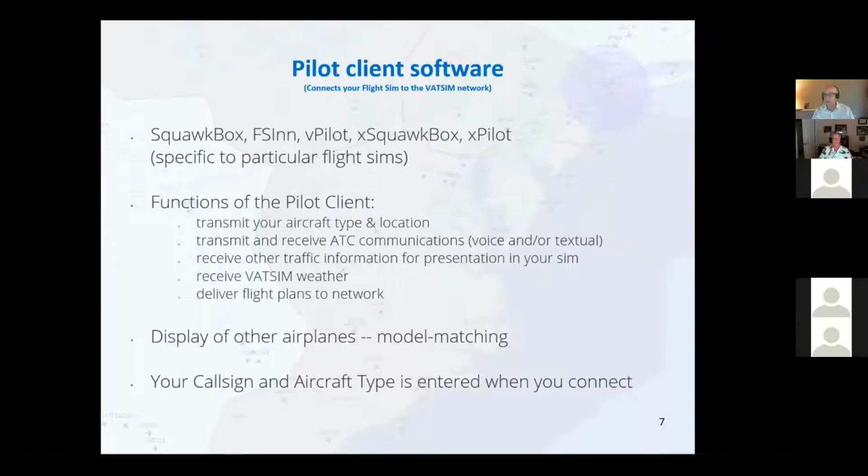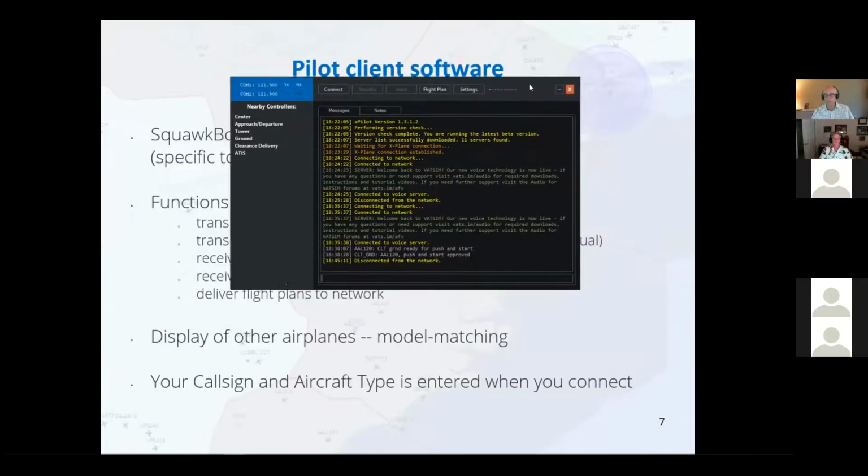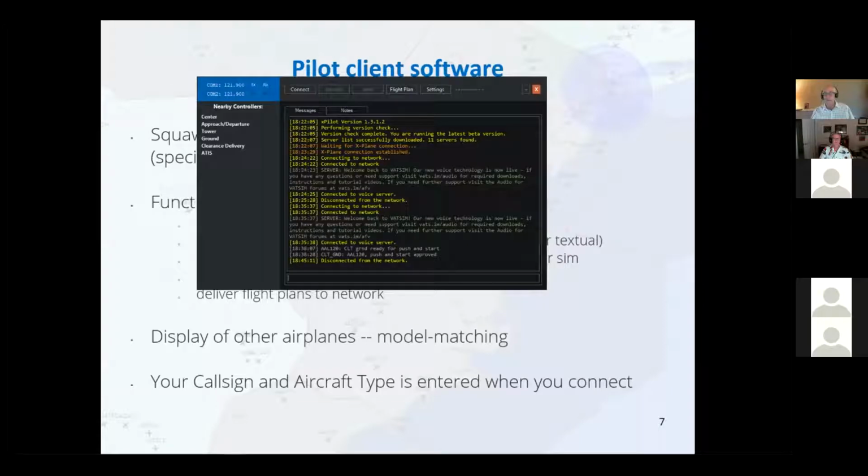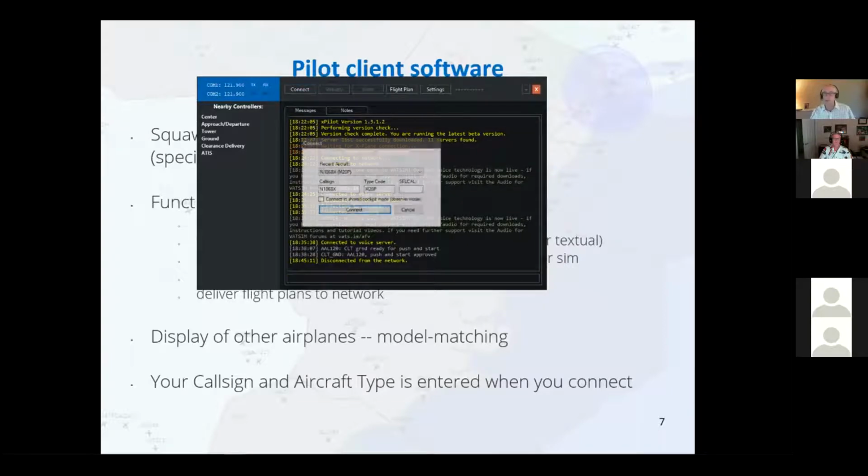What do these clients do for you? Well, they will transmit your aircraft type and location onto the VATSIM network. That will include your airspeed, or I guess it would be your ground speed, your altitude, the aircraft type that you entered when you connected to the network, which I guess is an important point to make. The network doesn't really know what airplane you're flying in X-Plane 11.